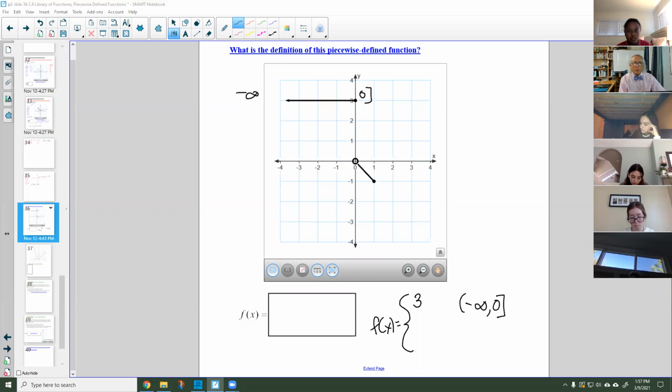The second piece. Come on, my pen's upside down. It doesn't write upside down. So again, let's pretend that this piece here just kept on going that way. What kind of a function is that? What kind of a function is that, Maria? An identity function. Oh, well, almost an identity function.